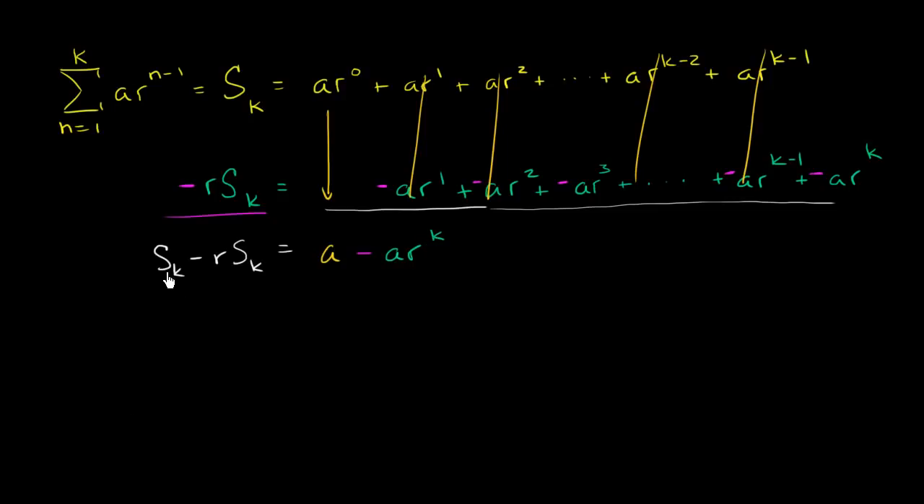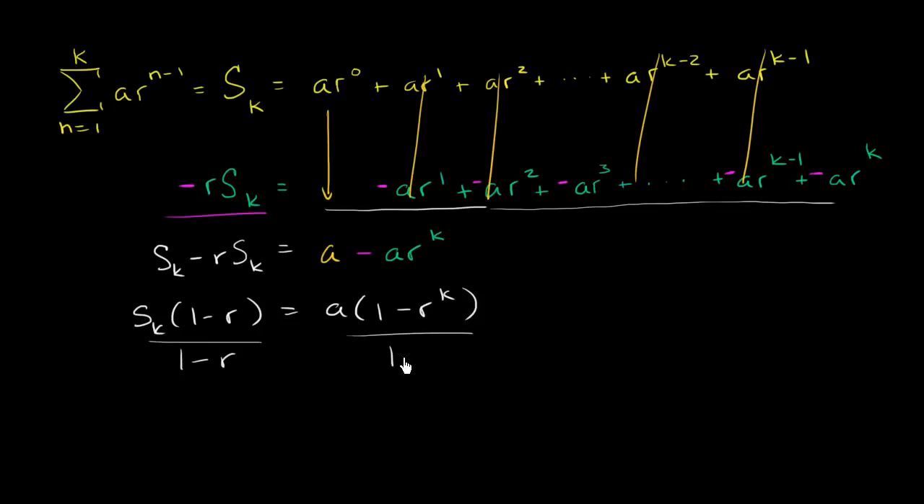And now we can actually solve for our sum. We factor out an s sub k. We get s sub k times 1 minus r is equal to this stuff on the right-hand side. And over here, we can factor out an a, so it's a times 1 minus r to the k. And now we just divide both sides by 1 minus r to solve for our sum. We are left with s sub k is equal to a times 1 minus r to the k power, all of that over 1 minus r.